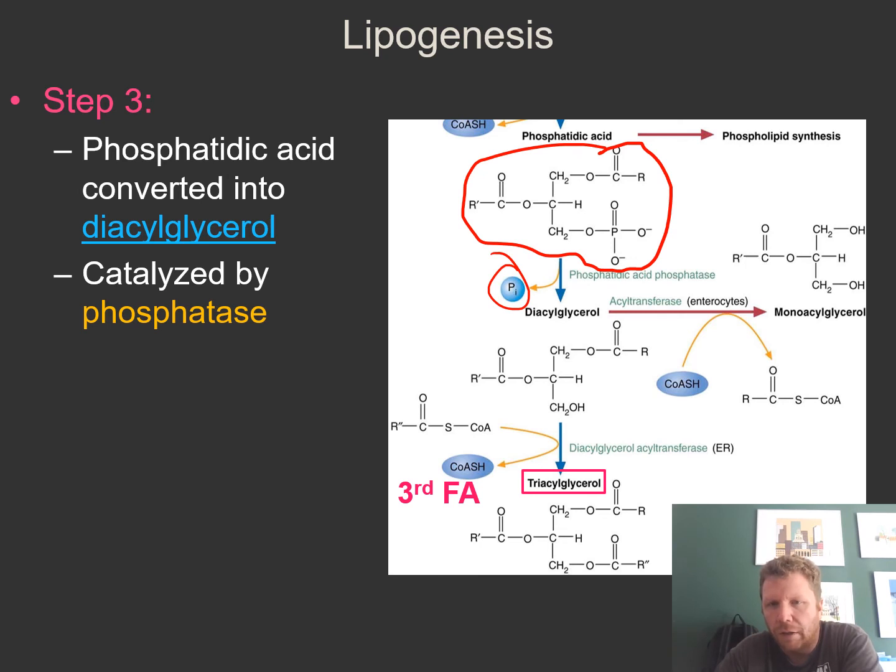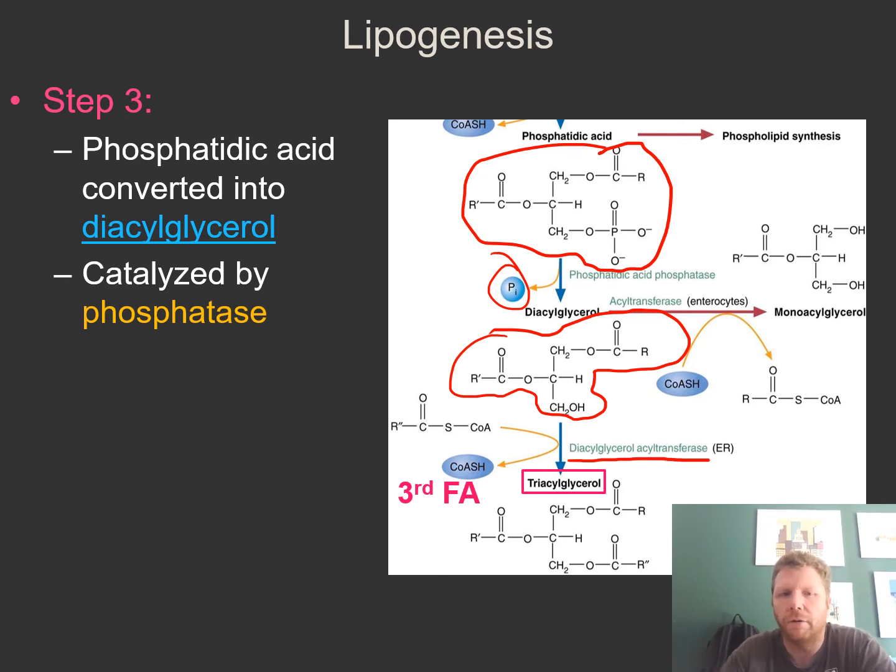The result is a diacylglycerol molecule. We've got 2 fatty acids there, and then we have a hydroxyl group on carbon number 3. We're going to use the enzyme diacylglycerol acyltransferase to add our third and final acyl group on there. So there we go. We've made a triacylglycerol molecule.